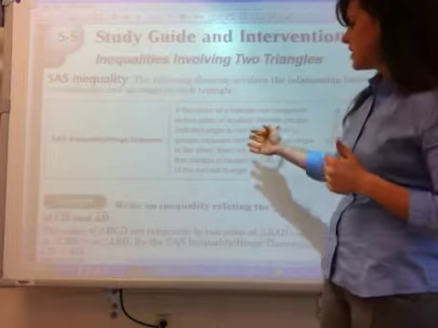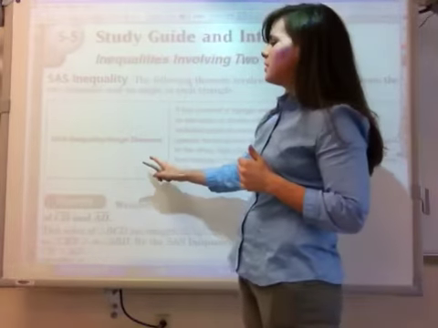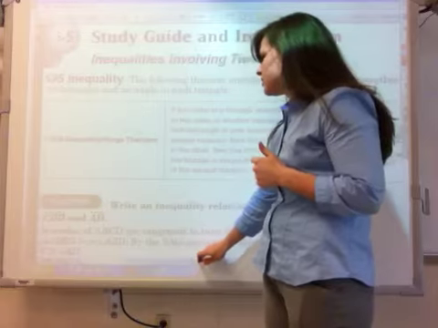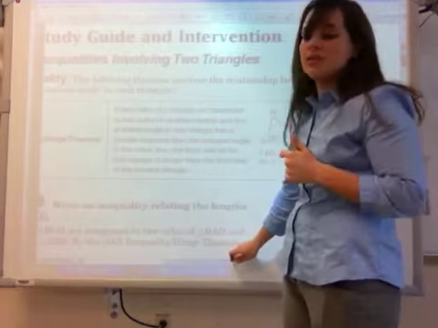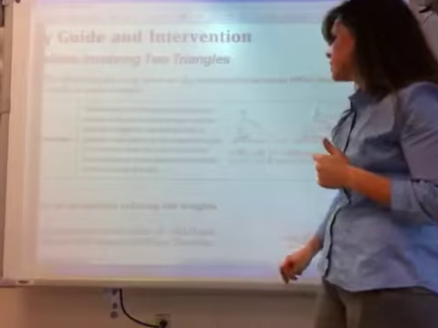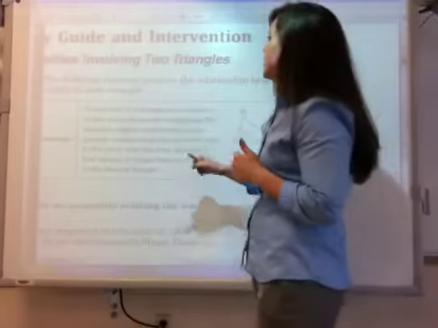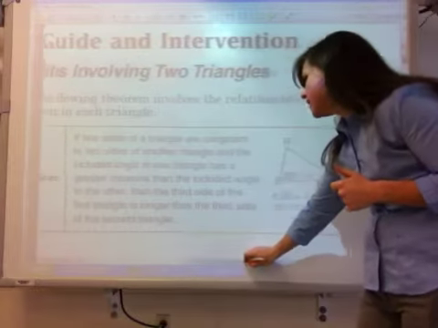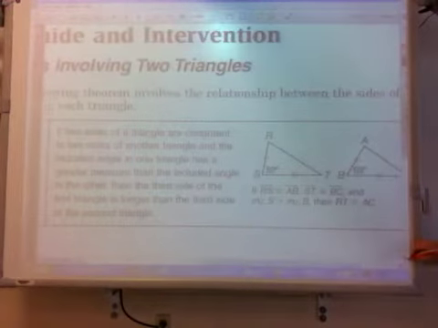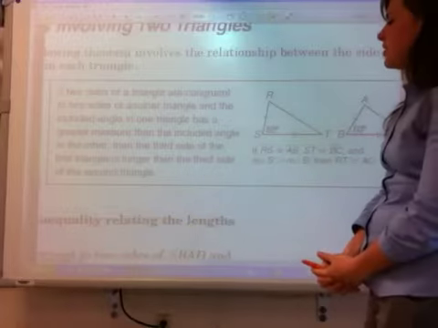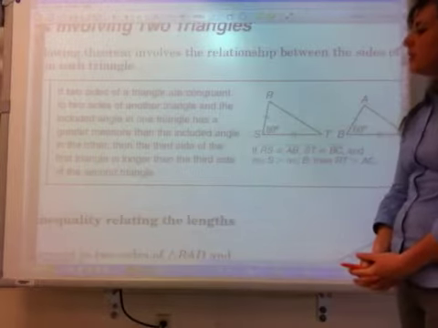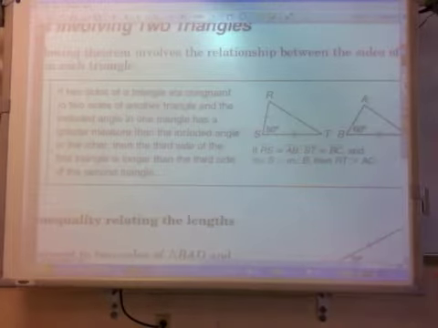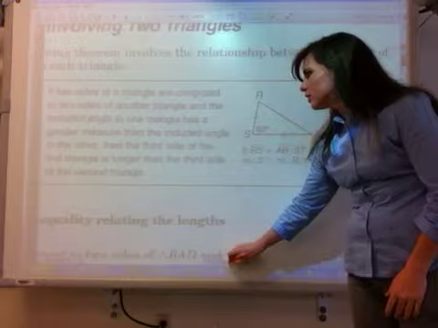Okay? Let's look at this theorem in your SGI book on the front side of 5.5. SAS inequality theorem, or in other words it's called the hinge theorem. Okay, let's read this one together. If two sides of a triangle are congruent to two sides of another triangle, and the included angle in one triangle has a greater measure than the included angle in the other, then the third side of the first triangle is going to be longer than the third side of the second triangle.